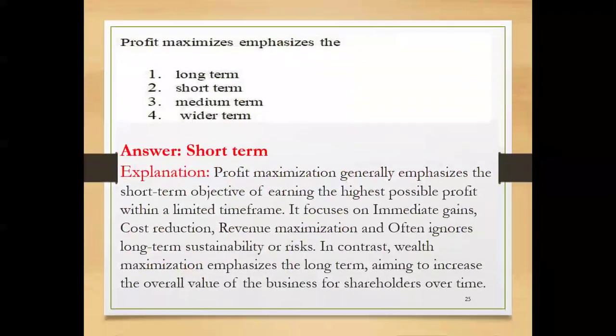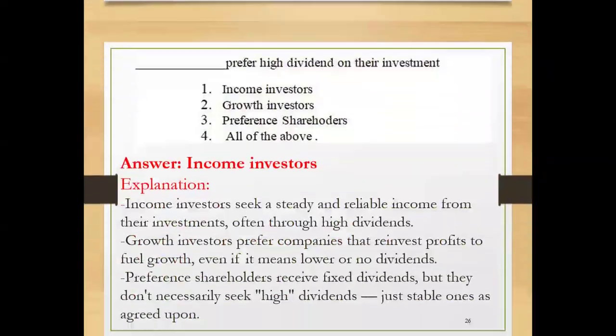Right. Another question. Profit maximization emphasizes the, is it long term, short term, medium term, wider term? So profit maximization generally emphasizes the short term objective of earning the highest possible profit within a limited time frame. It focuses on immediate gains, cost reduction, revenue maximization, and often ignores long term sustainability or risks. In contrast, wealth maximization emphasizes the long term aspect, aiming to increase the overall value of the business for the shareholders over a period of time.